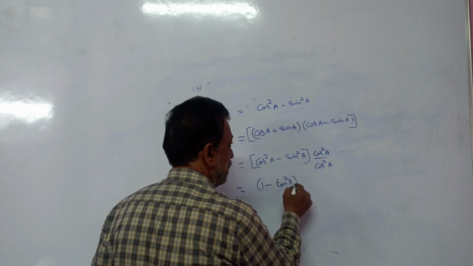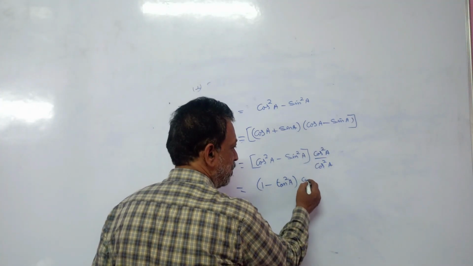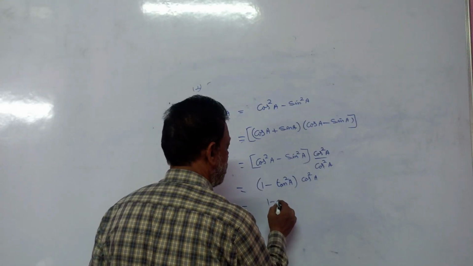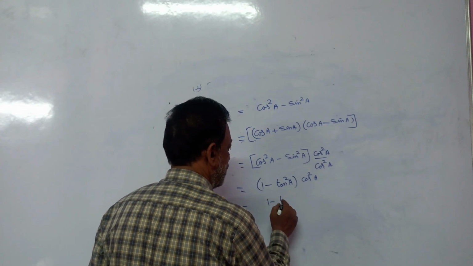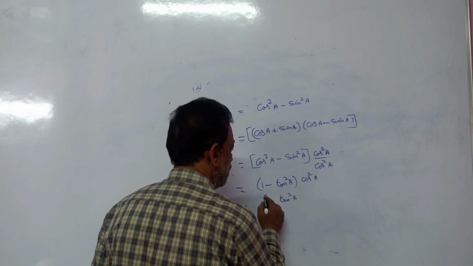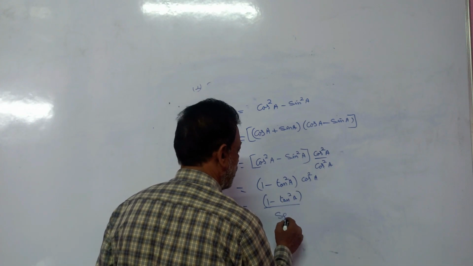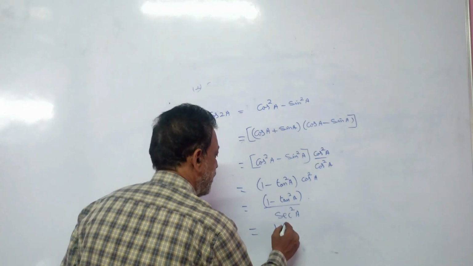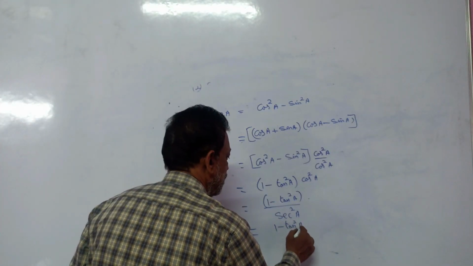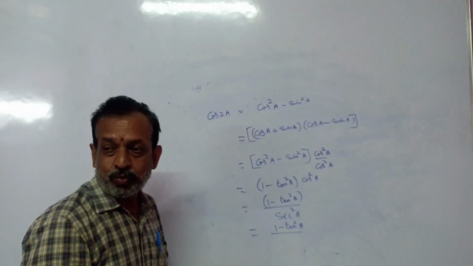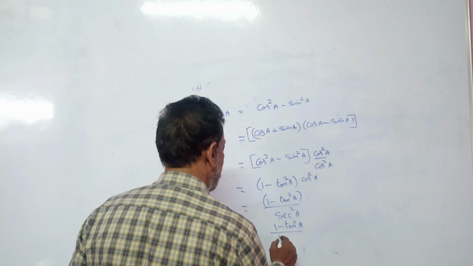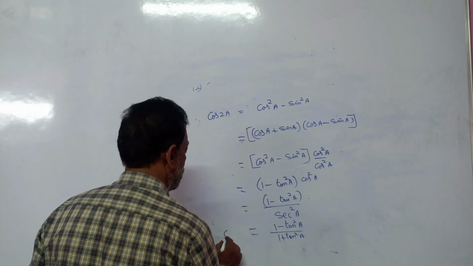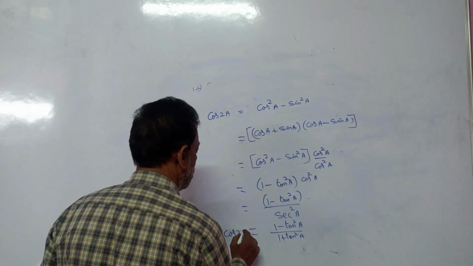Tan square A, and this is cos square A there, no? Cos 2A can be written as 1 minus tan square A divided by secant square A. Am I correct? Secant square A is 1 plus tan square A. So cos 2A in terms of tan is 1 minus tan square A divided by 1 plus tan square A.